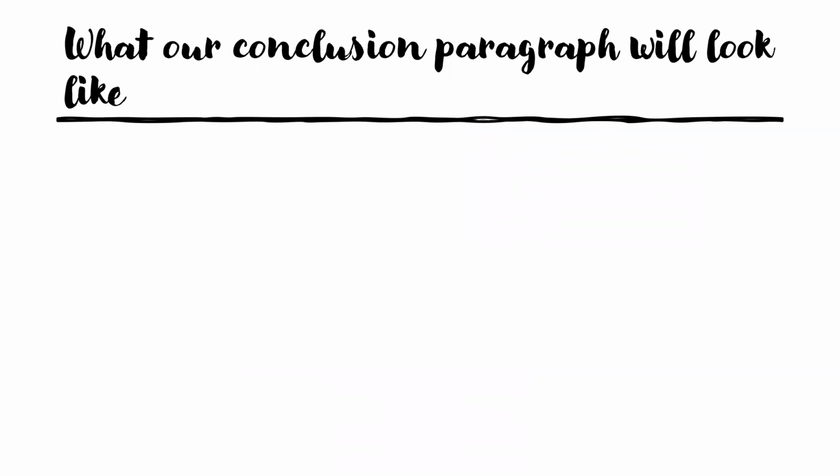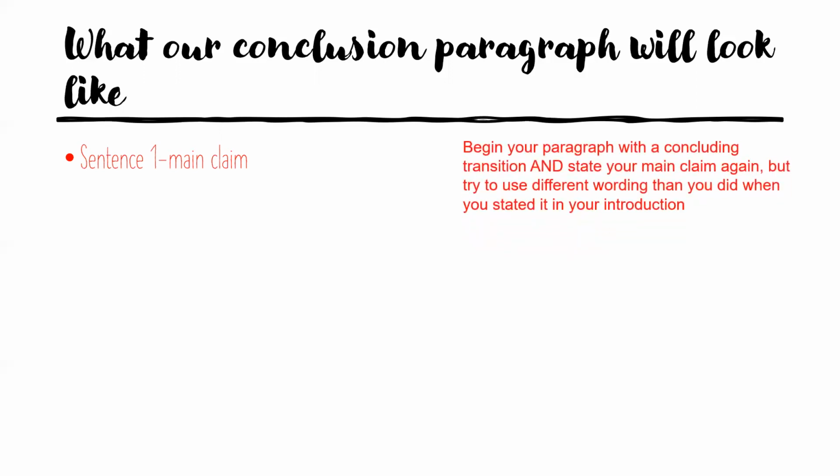So here's what our conclusion paragraph will look like. I want you to write that at the top of your piece of paper. So what we're going to have is, first sentence is going to be our main claim. We're going to begin our paragraph with a concluding transition and state our main claim again. But we're going to try to use different wording than we did when we stated it in our introduction.